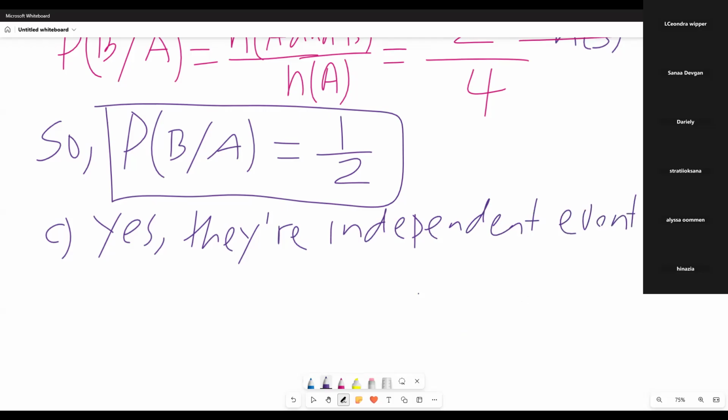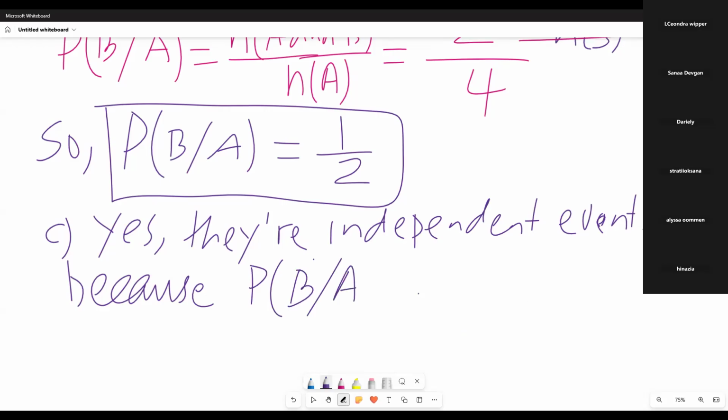Why? Because the probability of B given A is equal to P of B, which is 1 over 2. Okay, so the two events are independent. Why? Because the probability of B given A equals P of B.